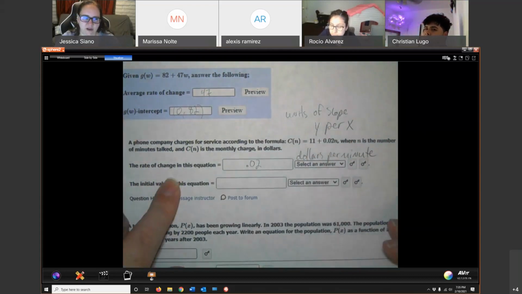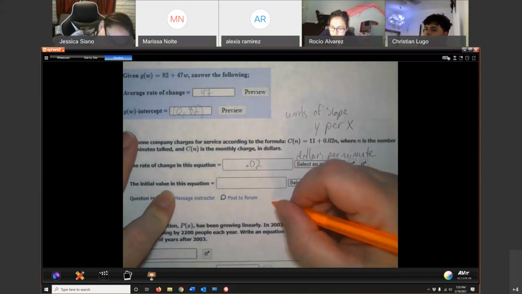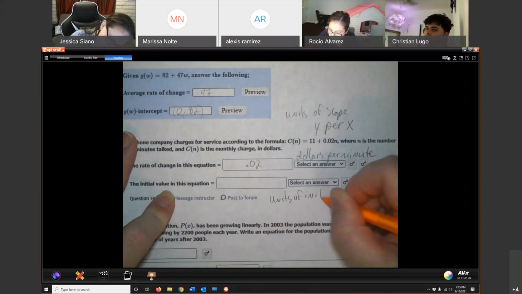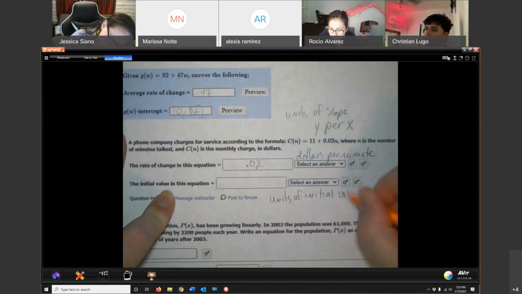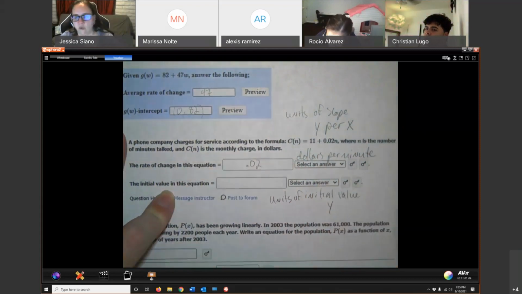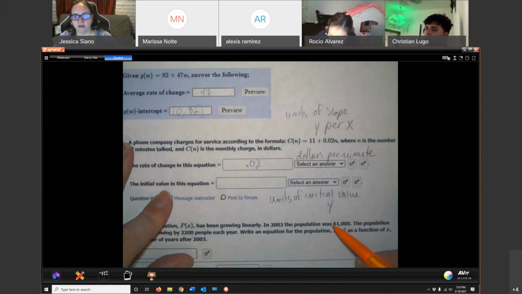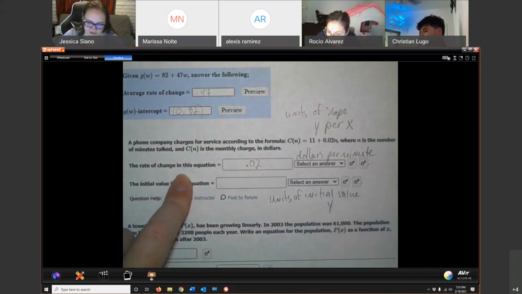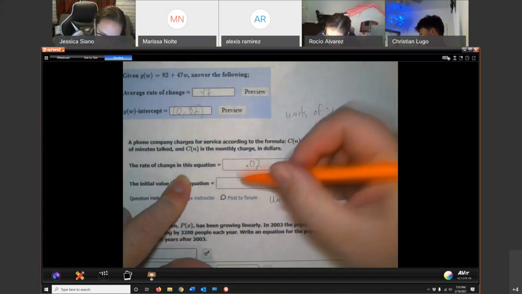And then your units of your initial value are always just whatever your units of y are. So for this second one, I would say the initial value is $11.